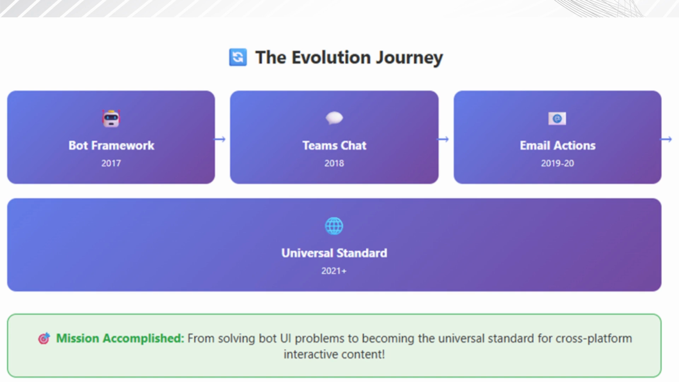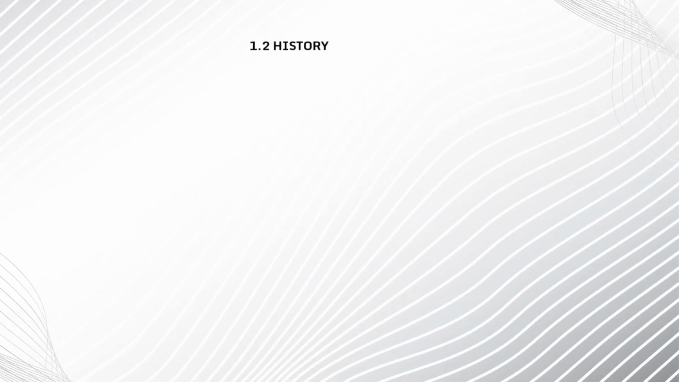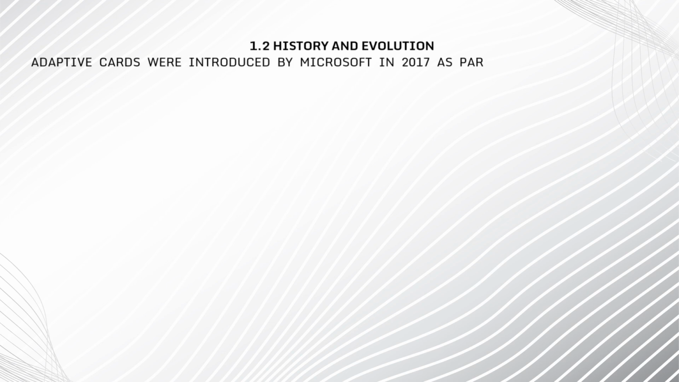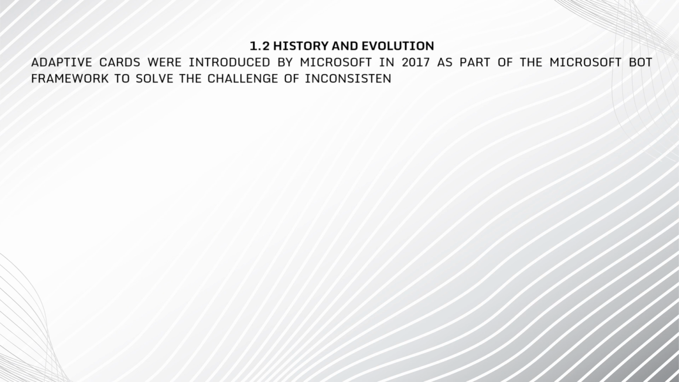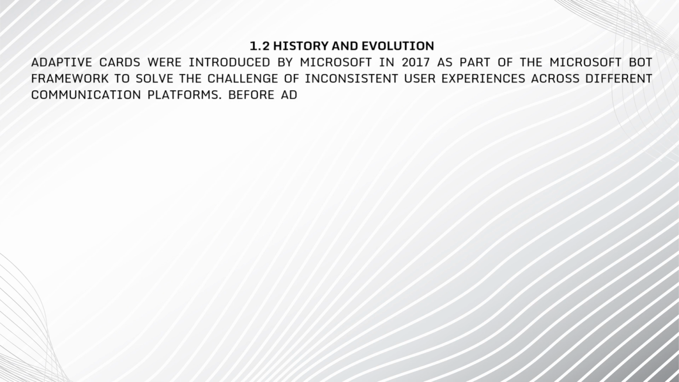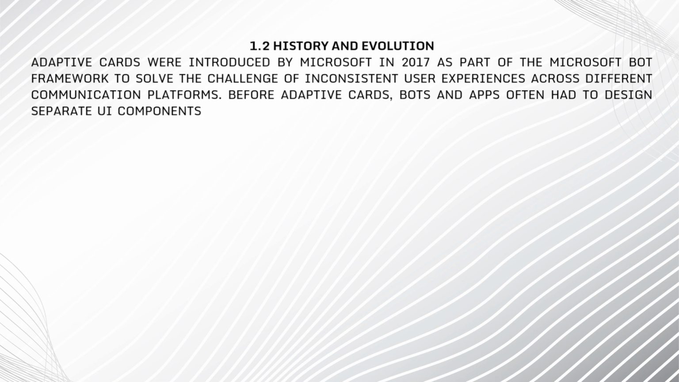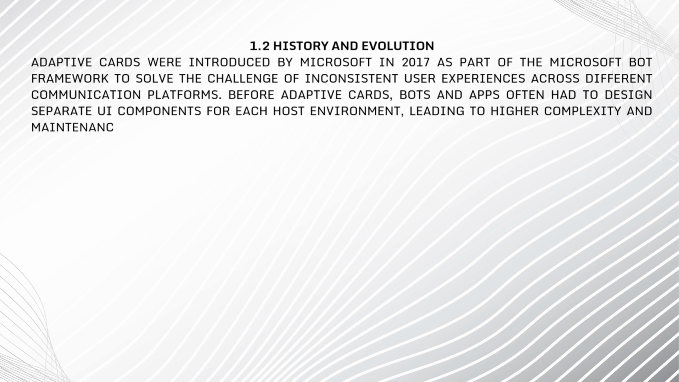Here's how the evolution unfolded. 2017 marked the beginning. Adaptive cards were first introduced as a cross-platform rendering technology with the Microsoft Bot Framework. This was the foundation that would change everything. 2018 was the breakthrough year when integration with Microsoft Teams brought widespread adoption. Suddenly, cards allowed bots and apps to deliver rich, interactive content directly within chat messages, making conversations much more engaging and functional. 2019 to 2020 saw major expansion as adaptive cards extended to Outlook actionable messages.